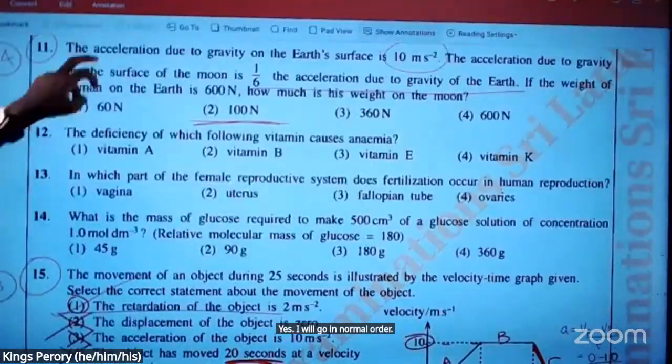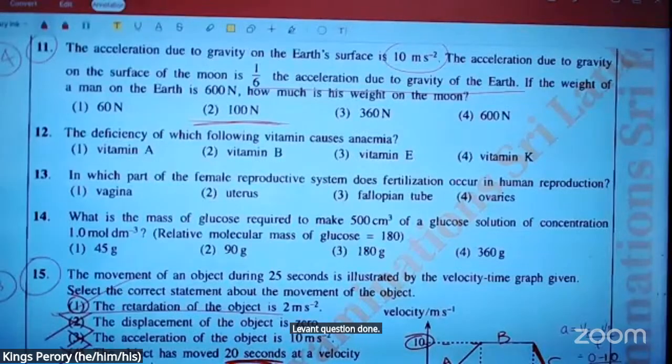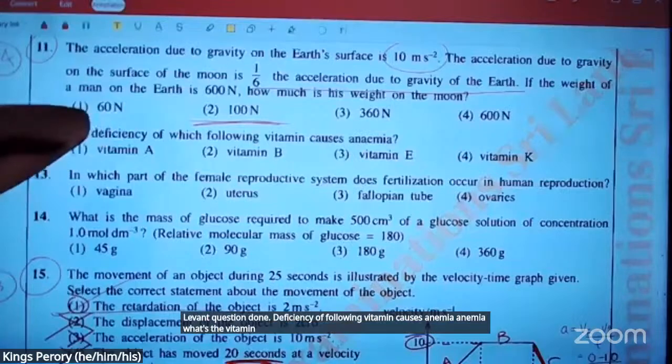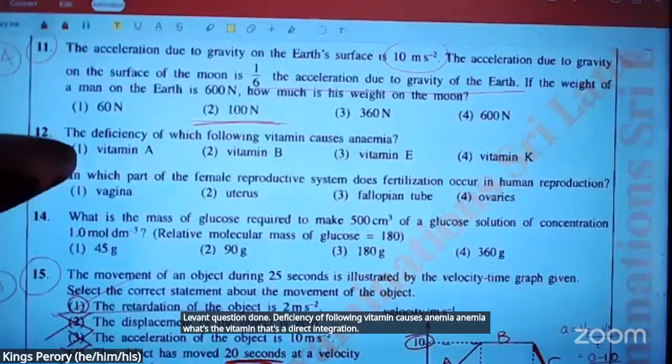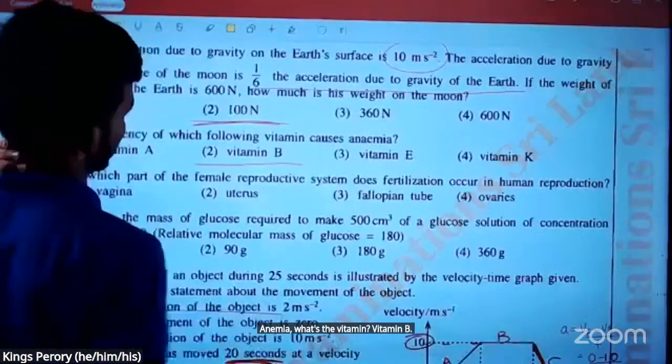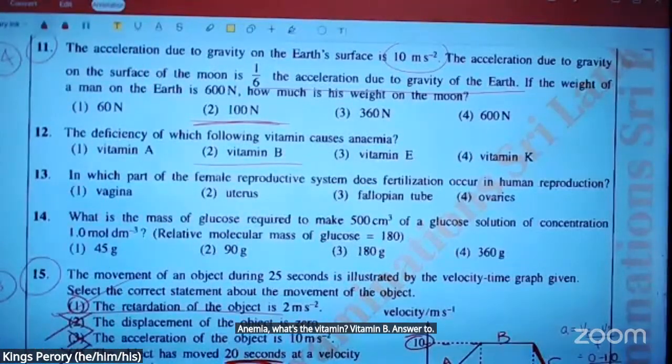11th question done. Deficiency of which of the following vitamins causes anemia? That's a direct theory question. Anemia, which vitamin? Vitamin B. Answer 2.